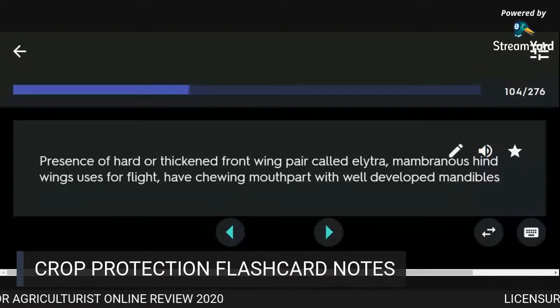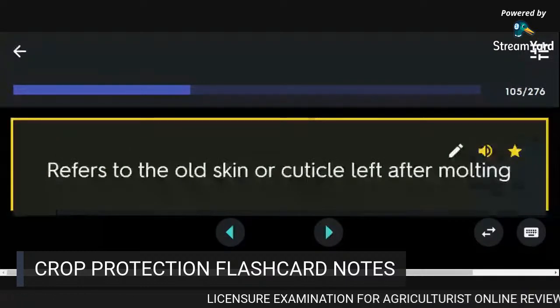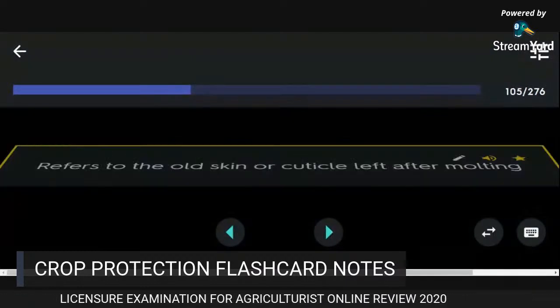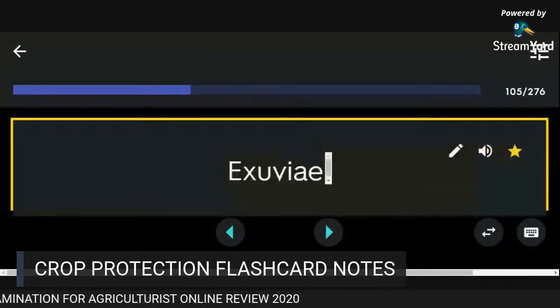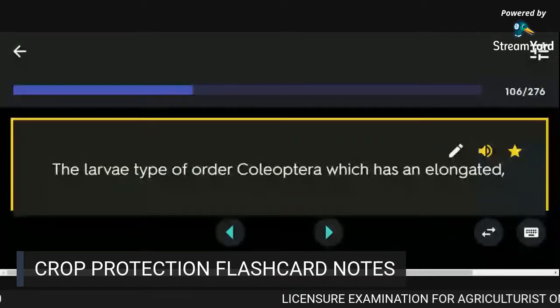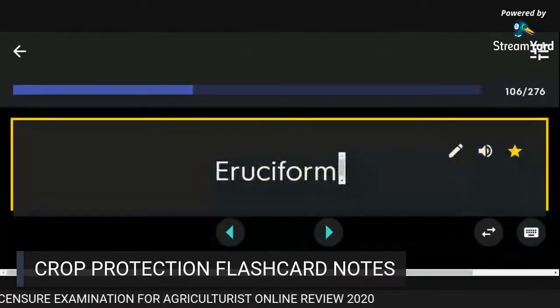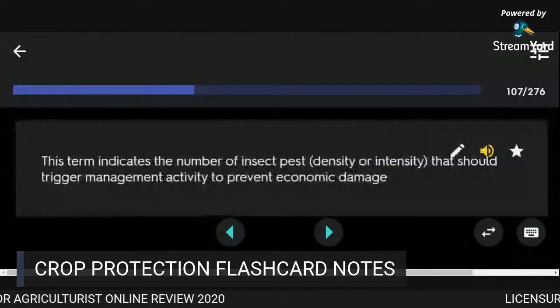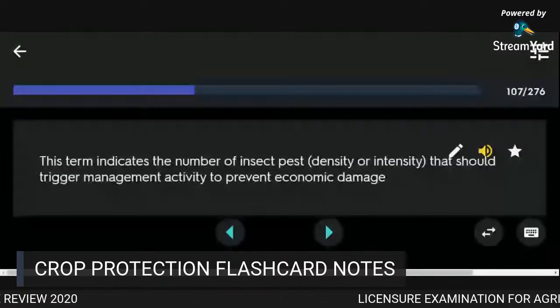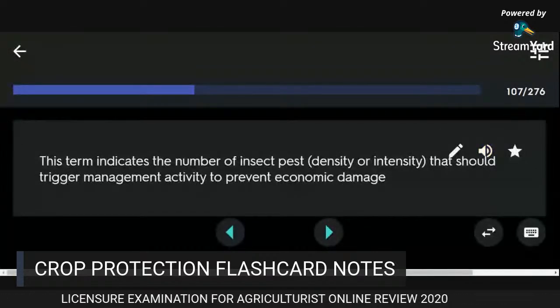Refers to the old skin or cuticle left after molting. Exuviae. The larva type of order Coleoptera, which has an elongated body. Eruciform. This term indicates the number of insect pests that should trigger management activity to prevent economic damage. Economic threshold level.